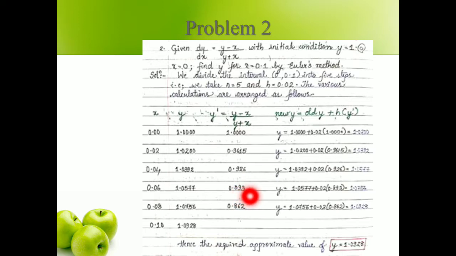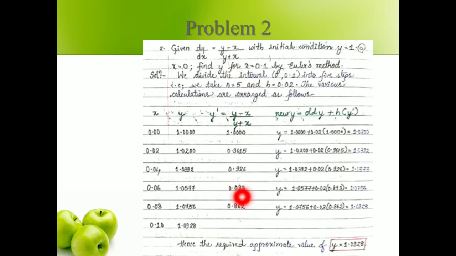0.862, and the new y value is equal to 1.0928. So for 0.1, the y value is 1.0928.